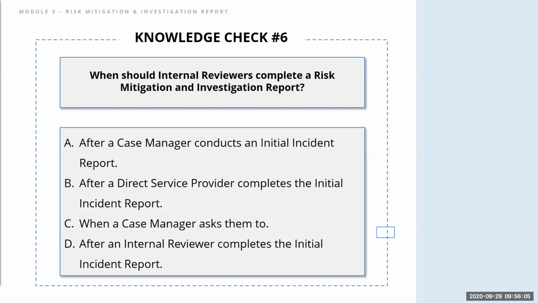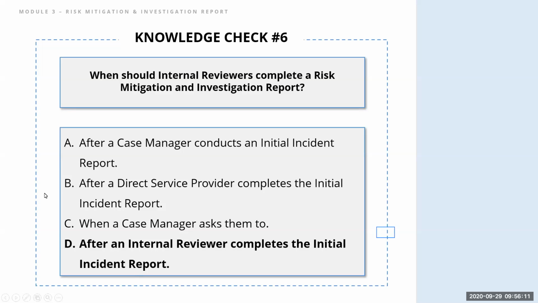All right, so I'm going to go ahead at this point, end our polling question, and bring up the correct answer. And the correct answer is, again, D, after an internal reviewer completes the initial incident report. So again, you have to complete the initial incident report, then you would receive a task on your dashboard to complete that risk mitigation investigation report. So again, it looks like the majority got that right.